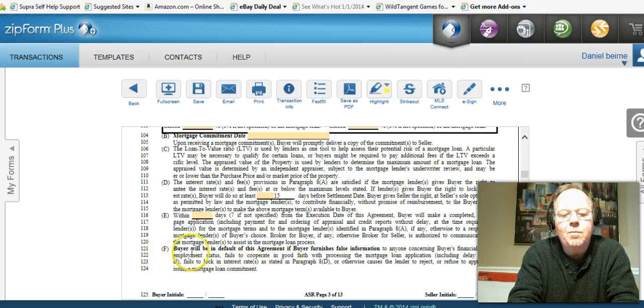Number 121, buyer will be in default of this agreement if they furnish false information to anyone concerning the buyer's financial and employment status. So if they lie to the seller but are truthful to the lender, if they lie to the lender but are truthful to the seller, it doesn't really matter. If they lie to the agents, if they give false information to any of the parties, then there's going to be a problem and they could possibly lose their deposit.